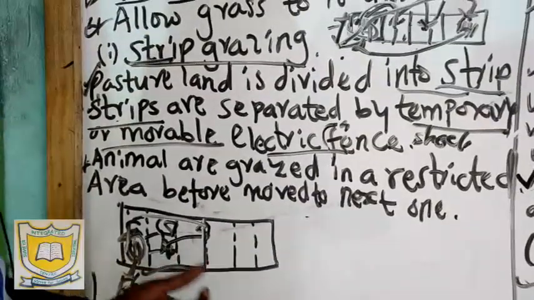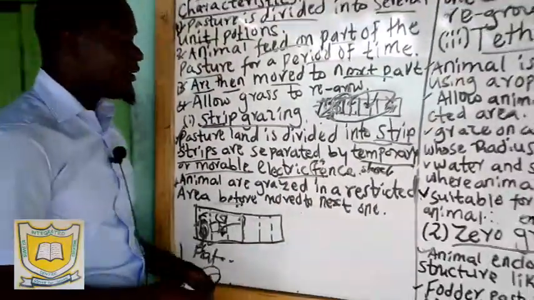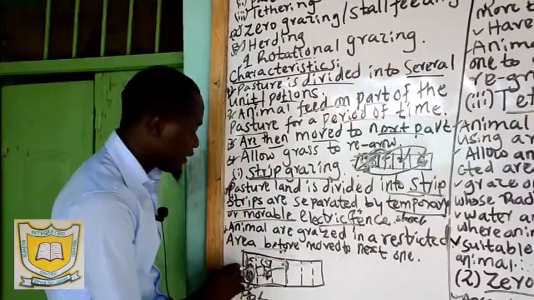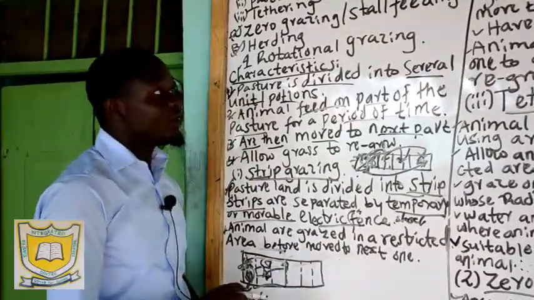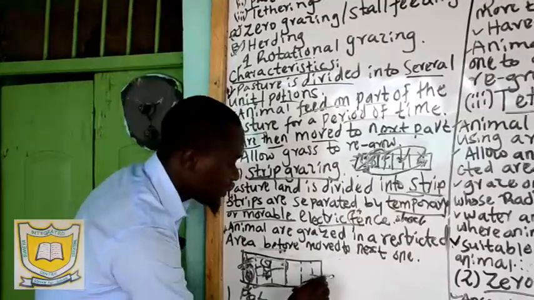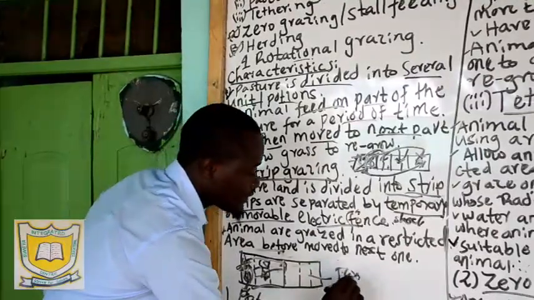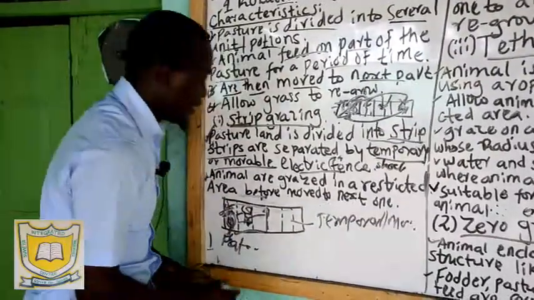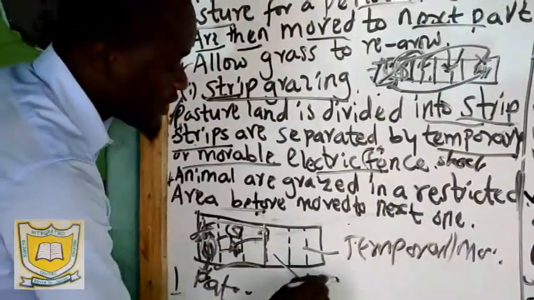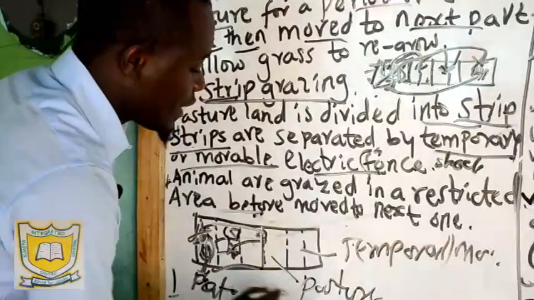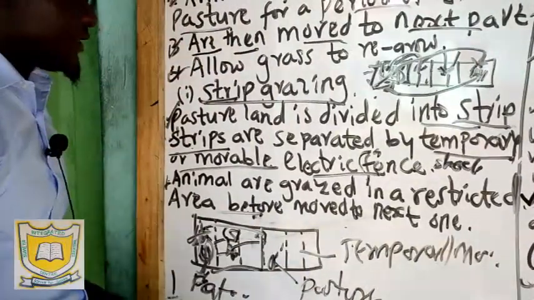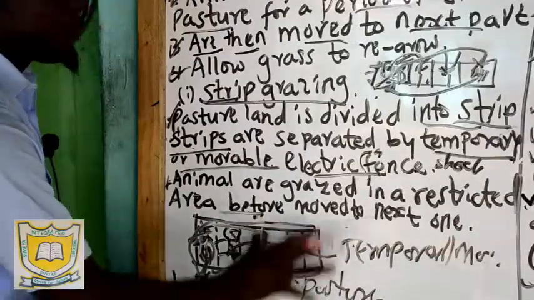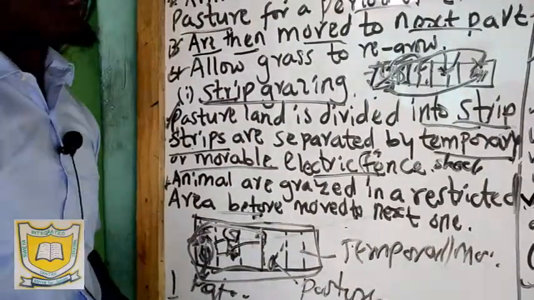Now this area is then left for some time so that we allow the growth of the grass that the animal fed on during the first part. This part here is what we call the temporary fence. This is the temporary fence or the movable electrical fence. This part here is what we call the pasture land or the pasture grass, so the animal feeds directly on the grasses here. Then this is the general land of that area. So this is what we call strip grazing.